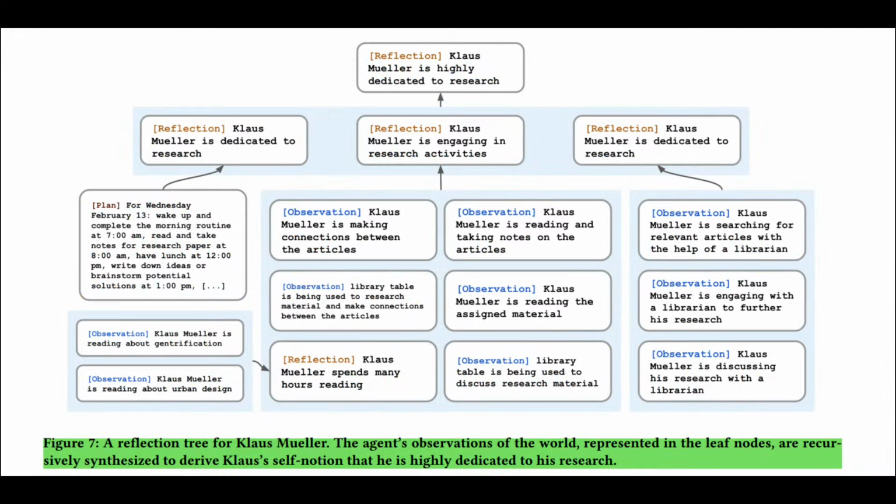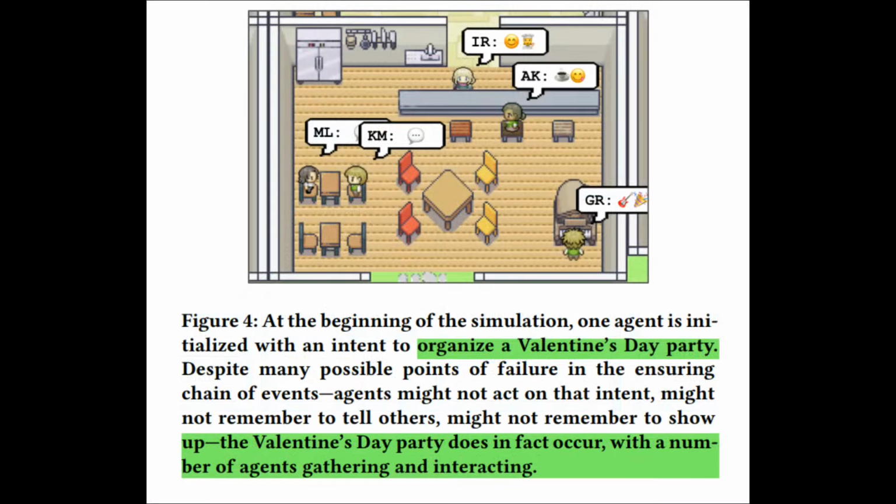Each character can also self reflect. For example, not only is Klaus given an identity of a researcher, this identity is also solidified with events that happen to him. He reflects on these events and decides that he likes research. These characters also coordinate and plan stuff sometimes. Most of this can be done impromptu also.